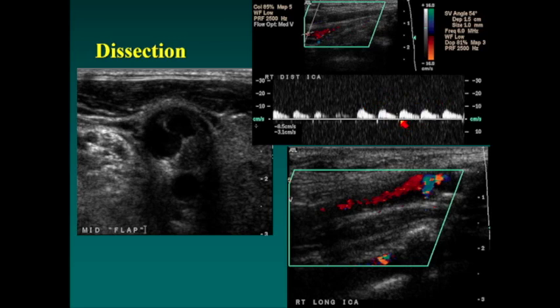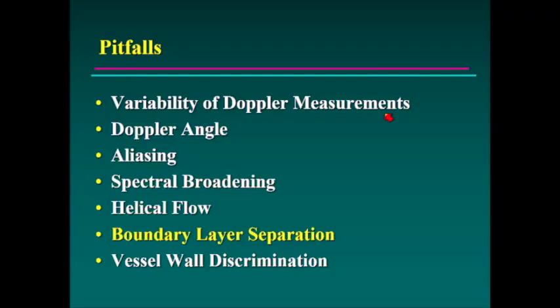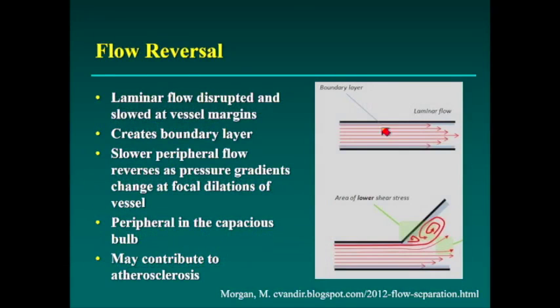So it's worth looking at the character of the waveform because that will help you distinguish helical flow, which is normal in some cases, and dissection, which is, of course, abnormal. Closely related to helical flow is something called boundary layer separation. And what that means in the world of hemodynamics is that when you get areas of laminar flow, but then you have an abrupt change either in direction or behind some sort of obstacle, you can get eddy currents behind it. And the slower boundary layer can in fact reverse.